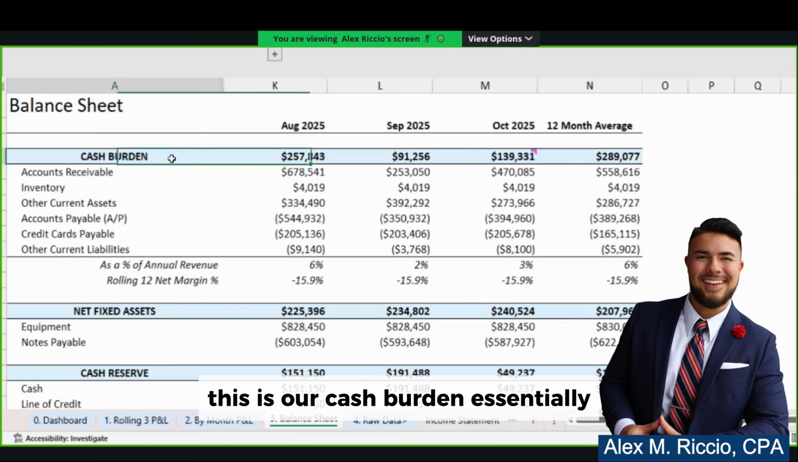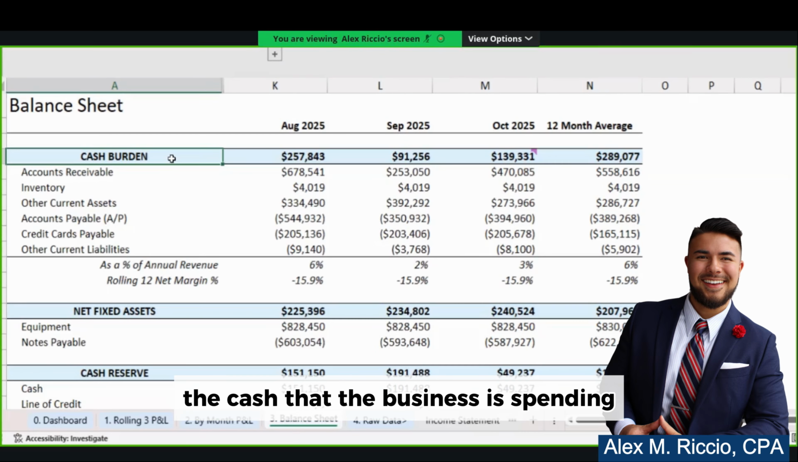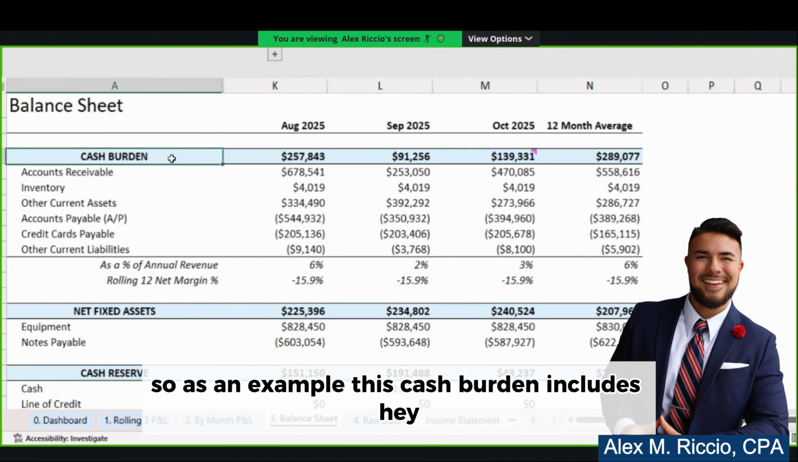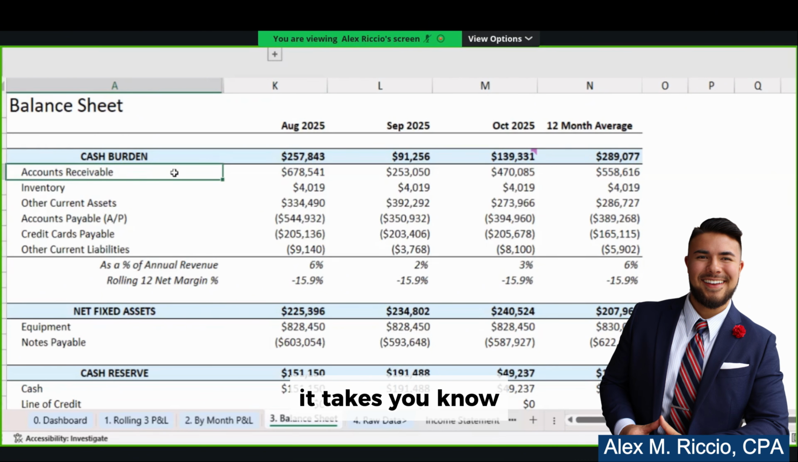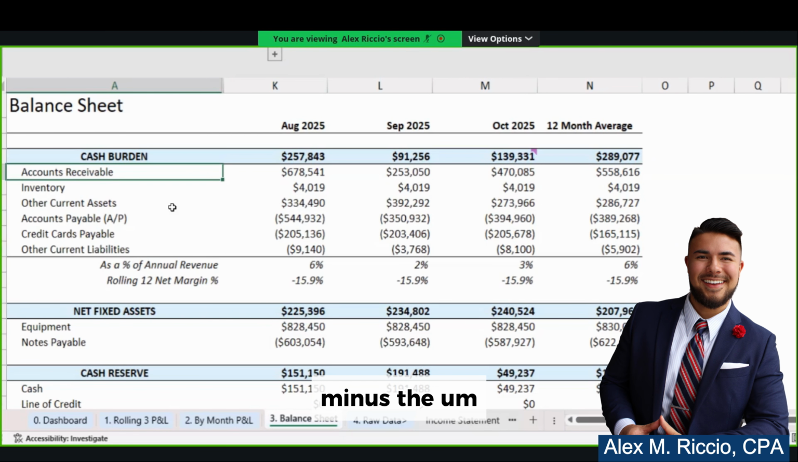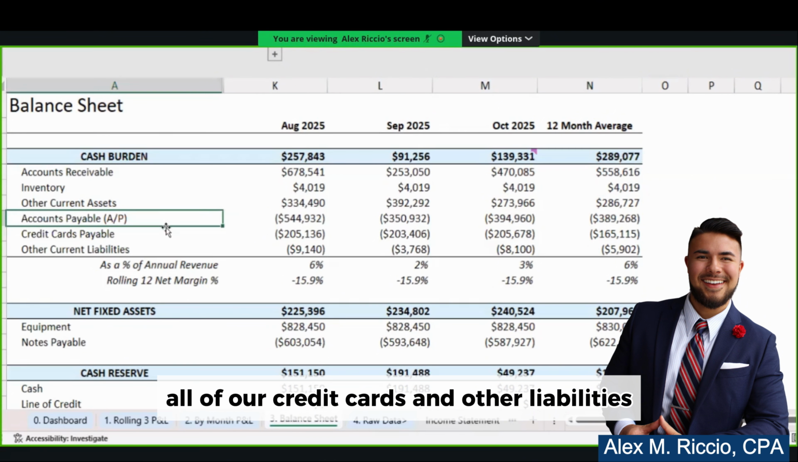This is our cash burden, essentially. We've talked about this one before. This is essentially the cash that the business is spending at a point in time that's going out the door towards the operation. So as an example, this cash burden includes, hey, what sales have we generated but not collected? It takes any retainage, accounts receivable, minus the bills that we have not paid. So all of our accounts payable, all of our credit cards and other liabilities.